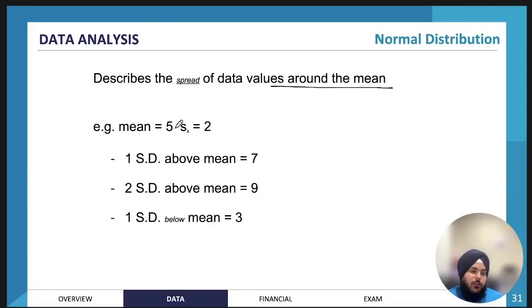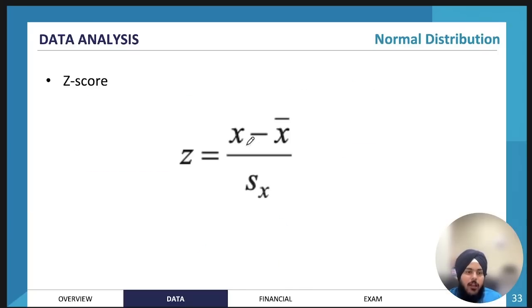So if the mean is 5 and the standard deviation is 2, one standard deviation above the mean would mean 7, whereas one standard deviation below the mean would mean 3. So 5 minus 2 or 5 plus 2. So now that we know what the standard deviation is, what the mean is, and also what the normal distribution is, we can now use something called a z-score.